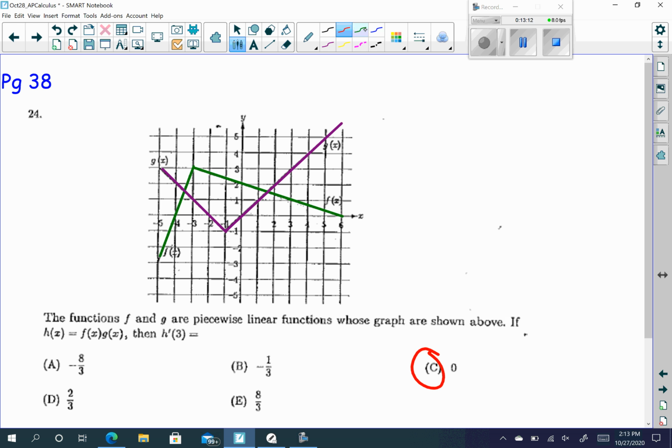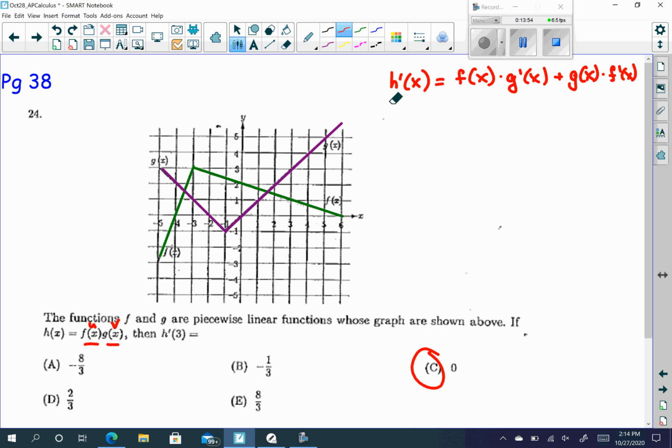38 had a little bit more to it. It says the functions f and g are piecewise linear functions whose graphs are shown above. If h of x is equal to f of x times g of x, then h prime of 3 equals what? Well, if we're looking for h prime of x, and h of x is the product of 2 differentiable functions, we have to use the product rule here. So u v prime becomes f of x times g prime of x. If I'm going to call this u and this v, u is f of x, v prime we write as g prime of x, plus v, which is g of x, times u prime, so f prime of x.